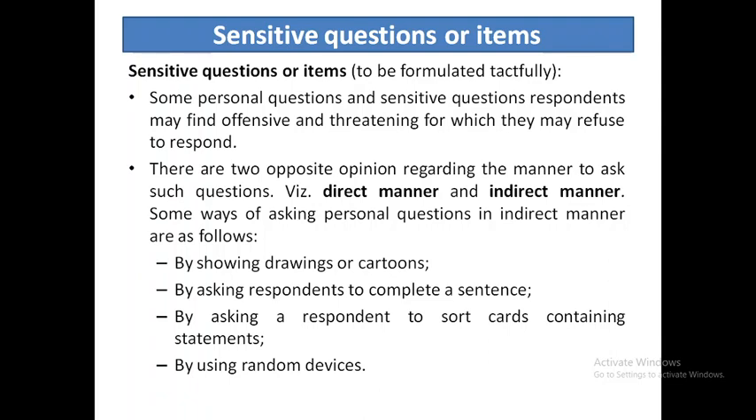Some ways of asking personal questions in an indirect manner are, say, by showing drawings or cartoons, by asking respondents to complete a sentence, then by asking a respondent to sort cards containing statements. Sort cards means there will be some tickets where the statements or the information will be there, and the respondents need to choose the card where the information stated best applies to the respondent. Then by using random devices.